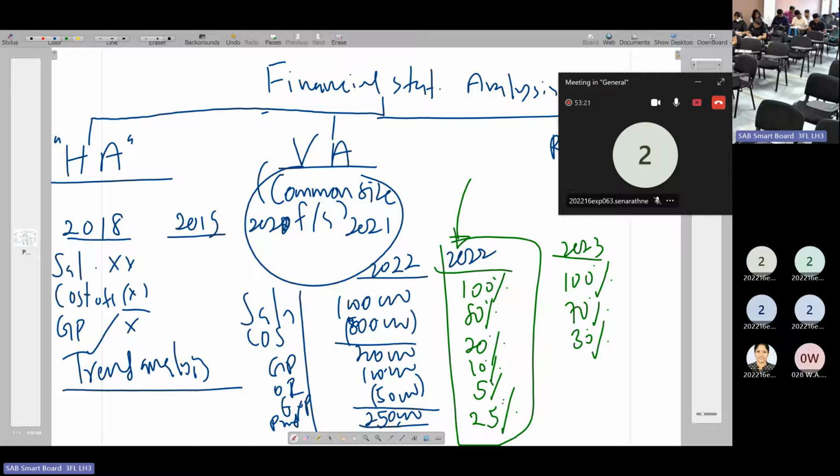First one, profitability ratio. Under profitability, you can write gross profit ratio, net profit ratio, and ROCE. Gross profit, net profit, ROCE.